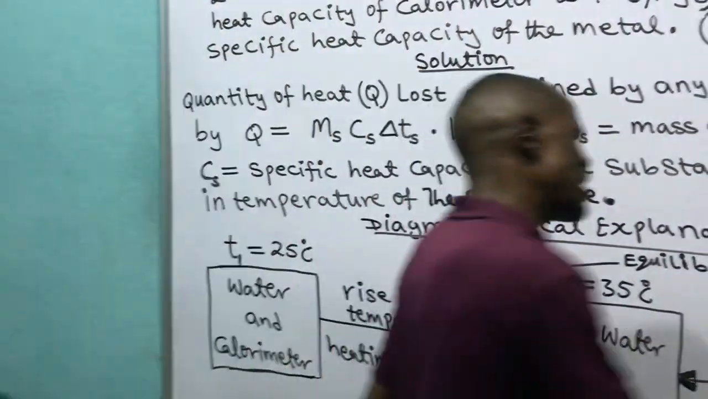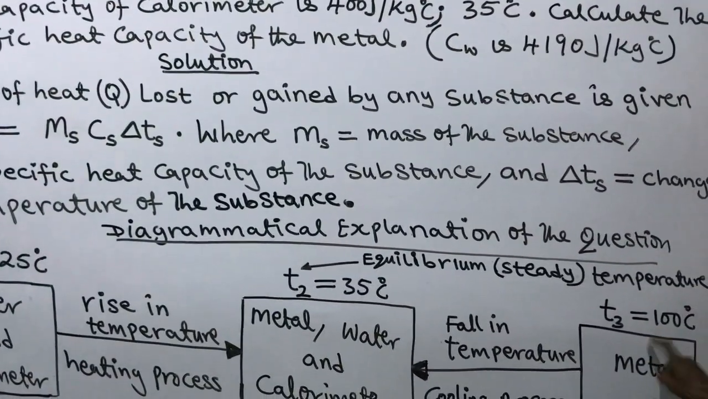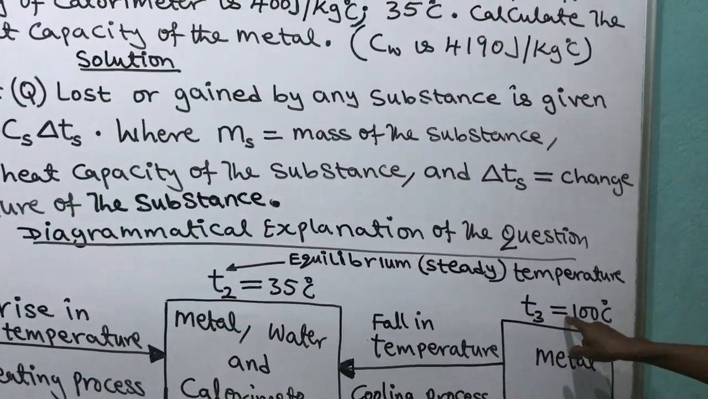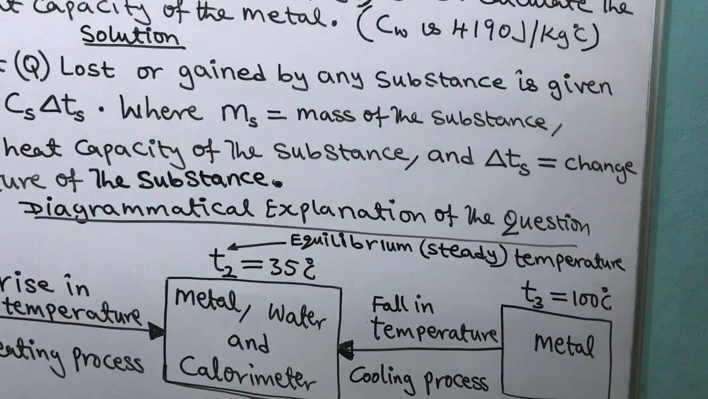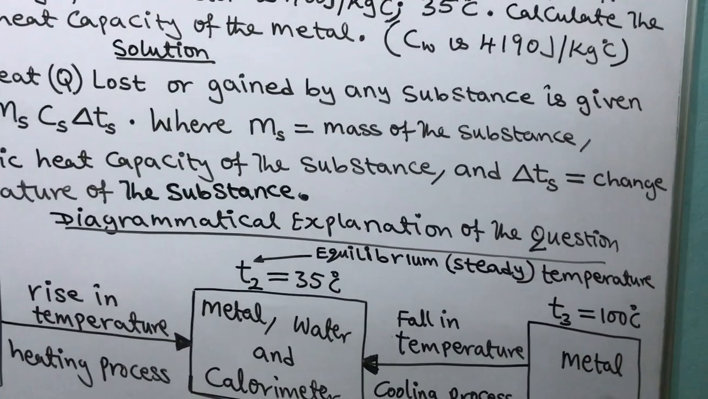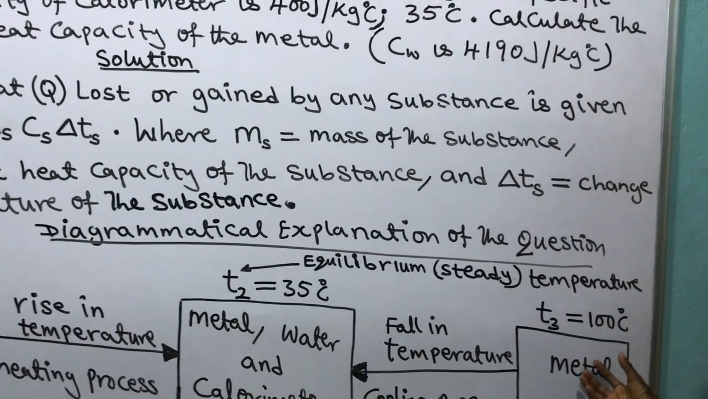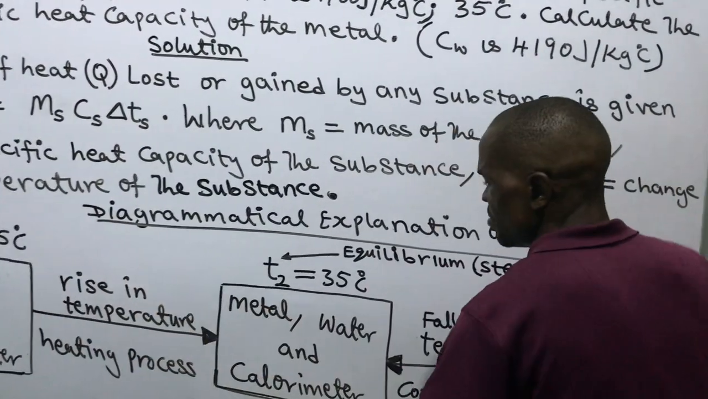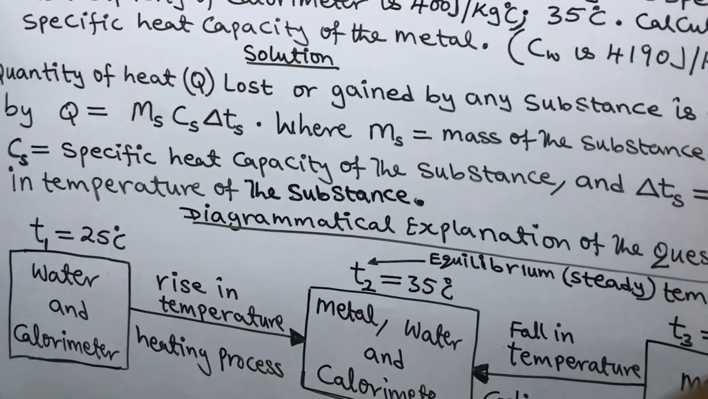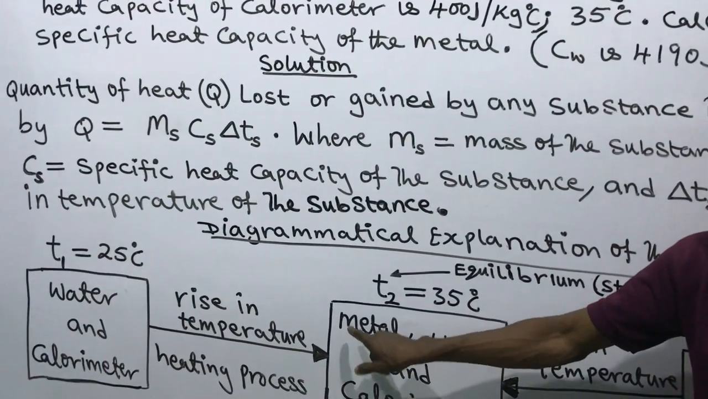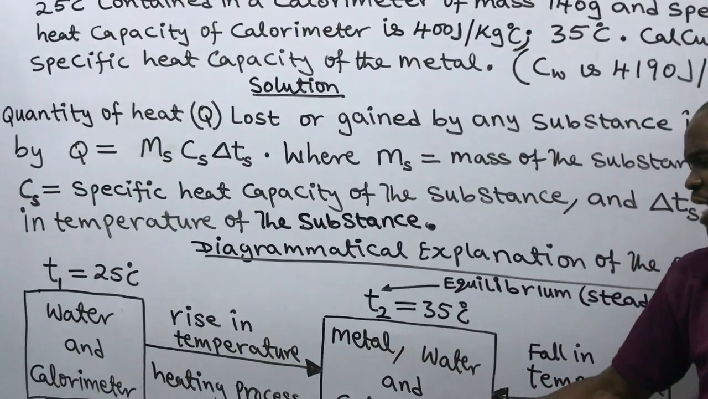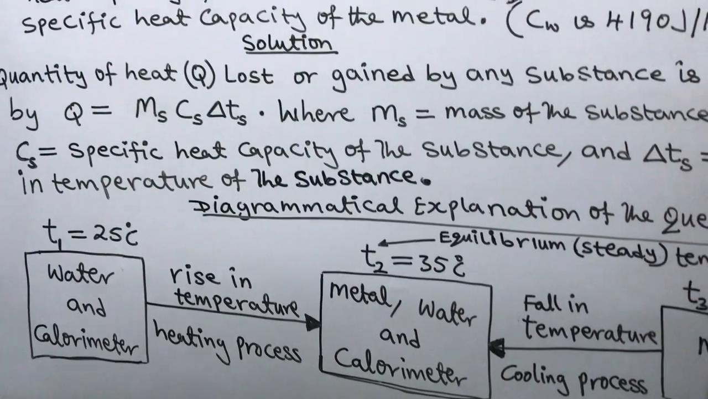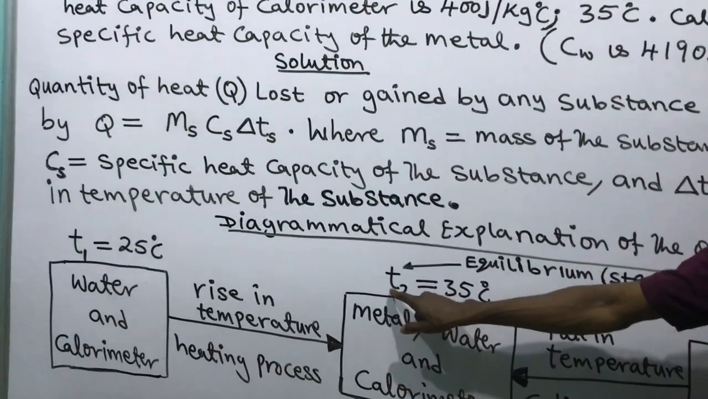Then now we bring the metal. And what is the metal? Look at the metal here. The metal is T3 at 100 degrees centigrade. Only it is here. Then I now bring this water and the metal and join here. And when you see it, what do you see here? You see the metal, water and the calorimeter inside this place. And what is their temperature?